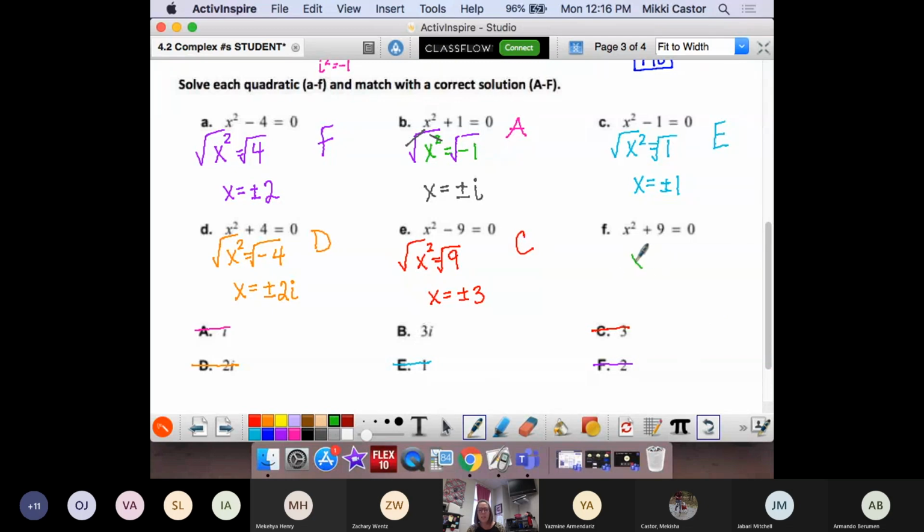And lastly here, x squared would equal -9. Square root on both sides, x would equal plus or minus. The square root of a negative is i. The square root of 9 is 3. So that's how we would end up with B on that one.